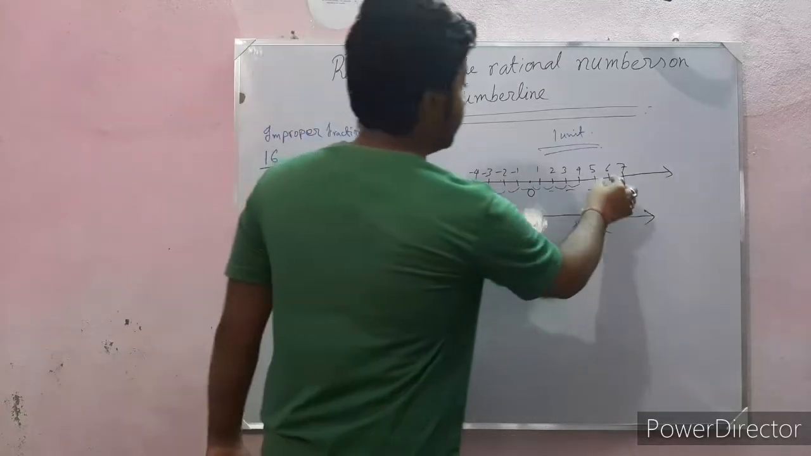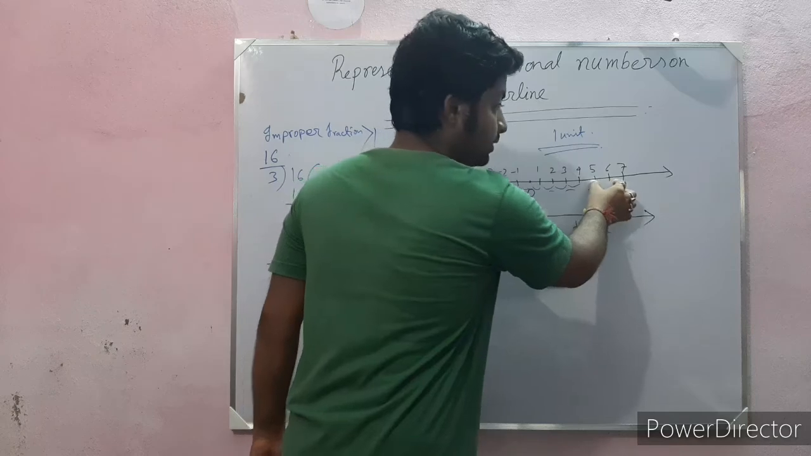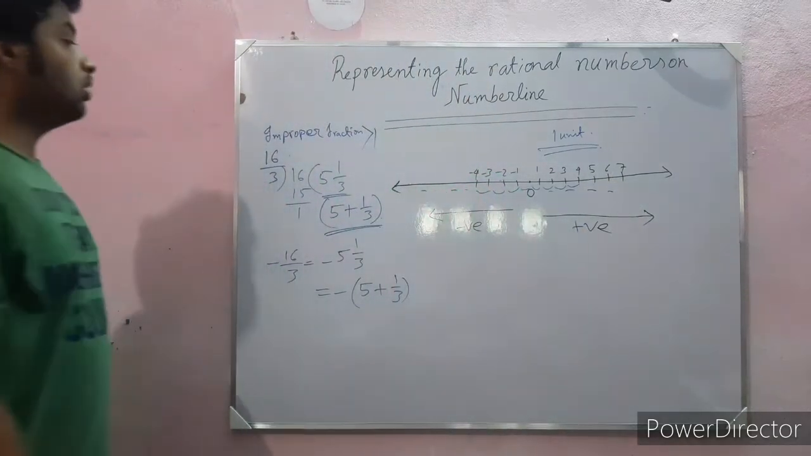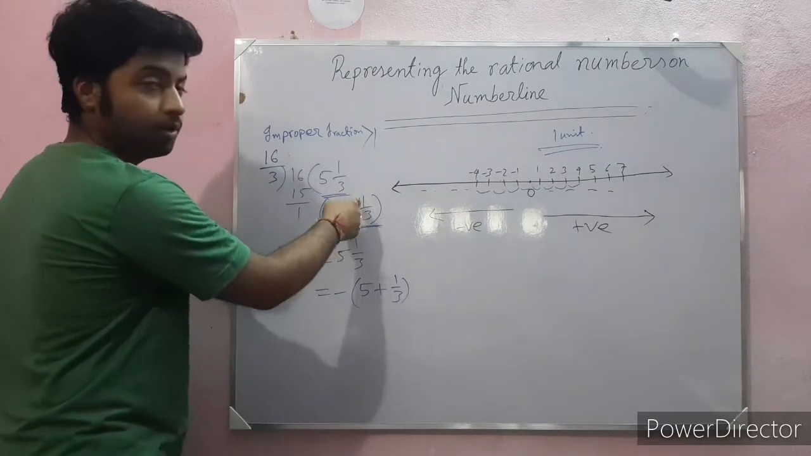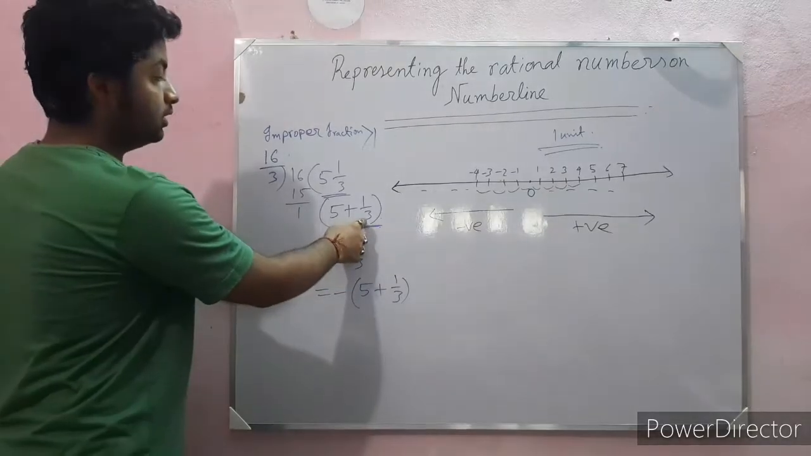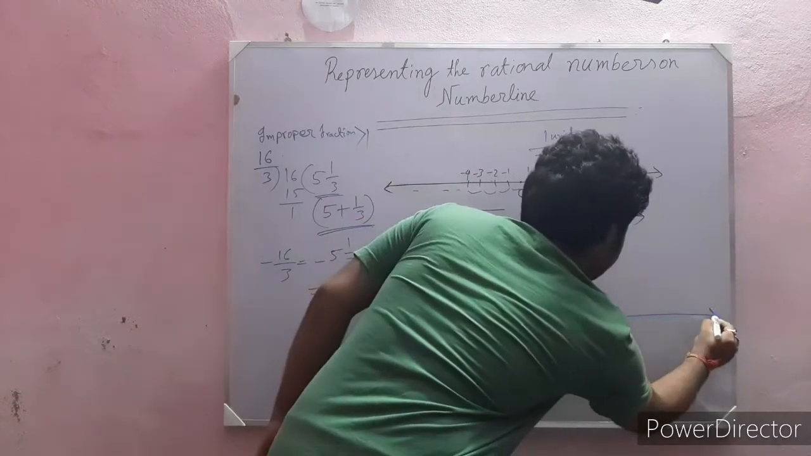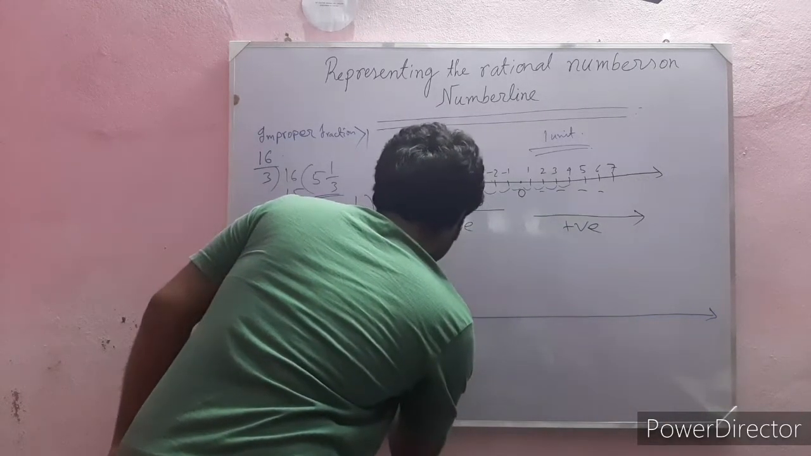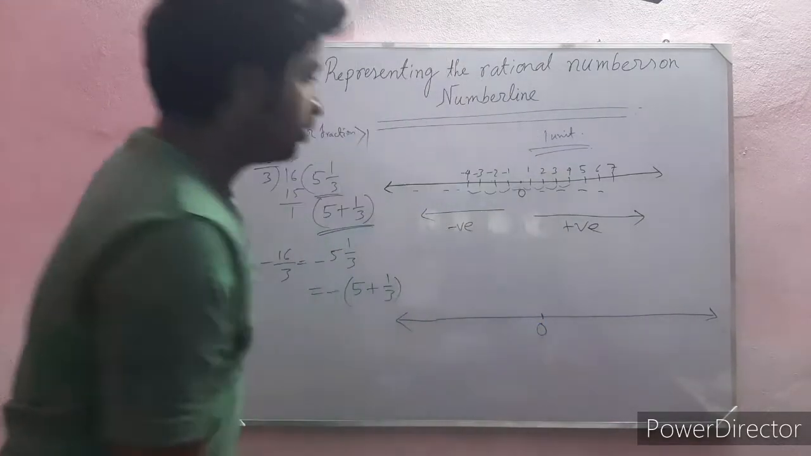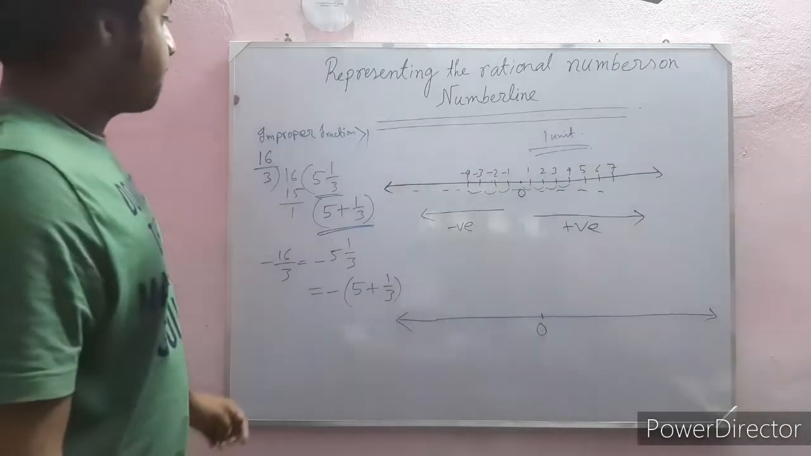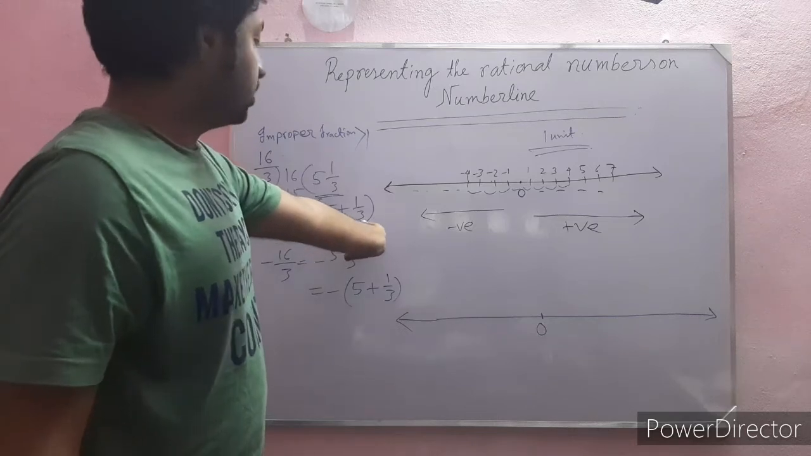So we have to divide the unit length between the number 5 and 6 into 3 equal parts. Why? Because here the proper fraction part is 1 by 3. The denominator here is 3, right? Let us draw the number line now. Take the point 0 at the middle. Now our first work is, see the number properly. This is 5 and then 1/3, right?